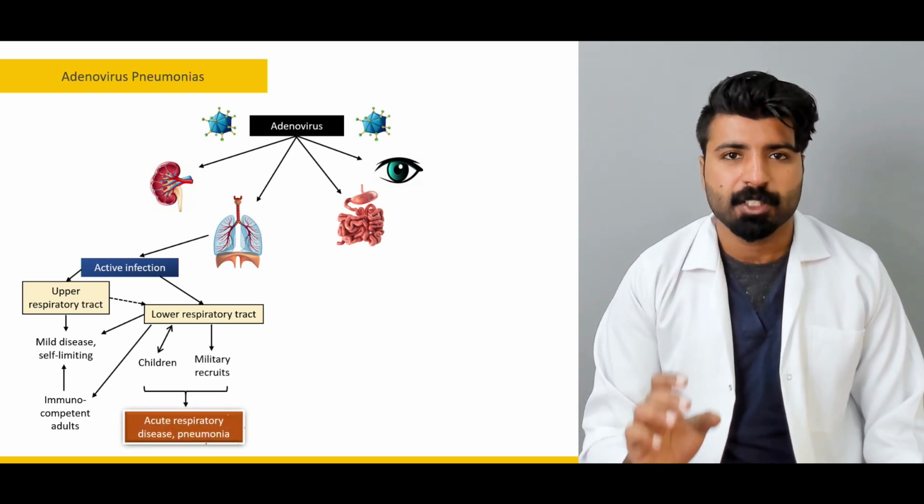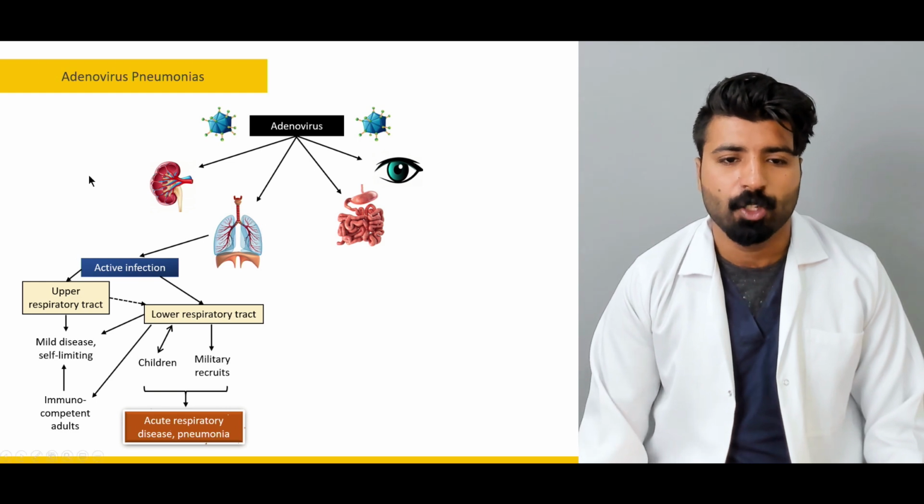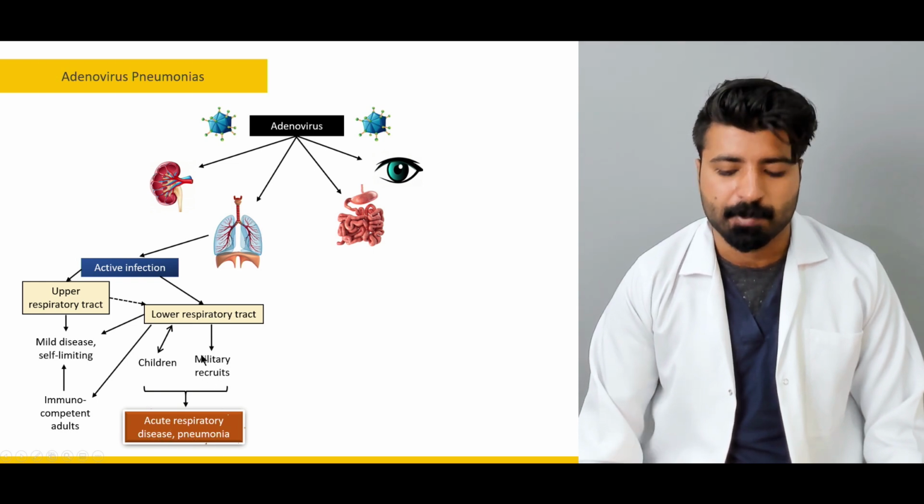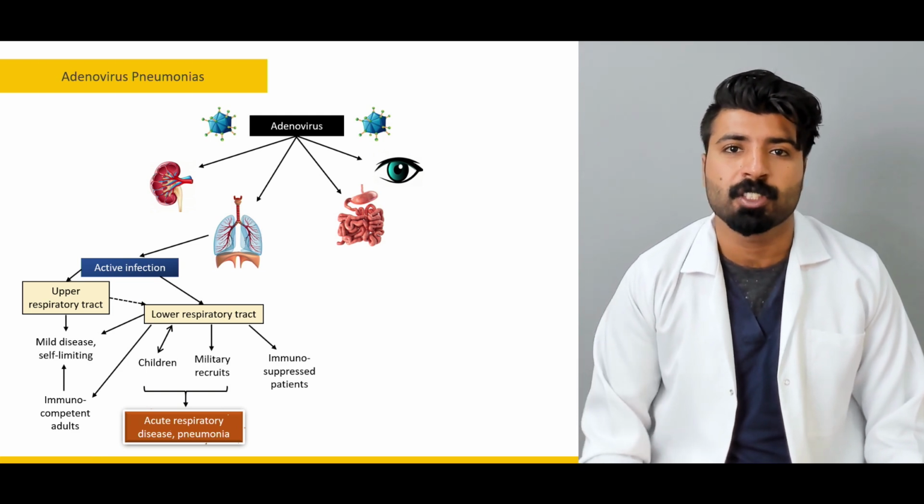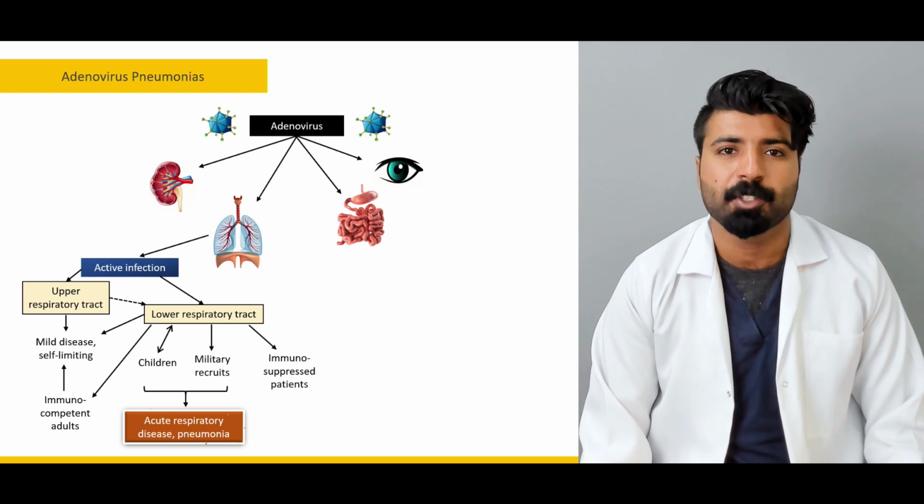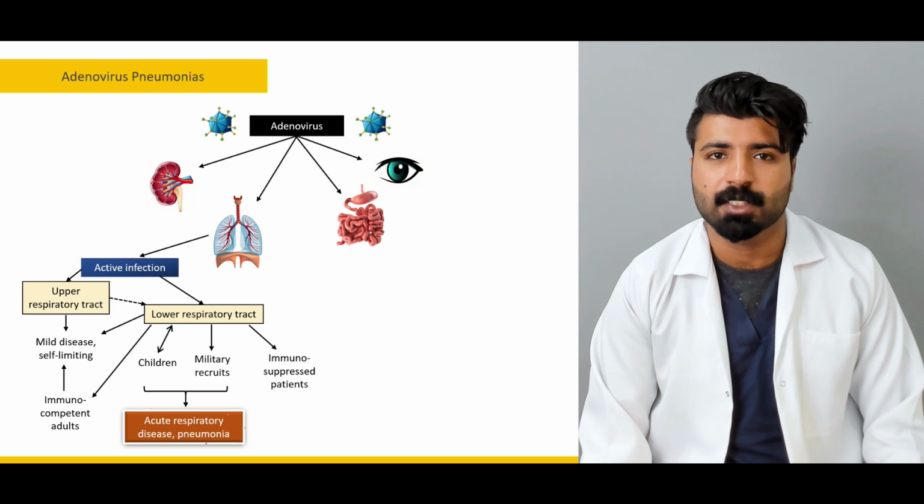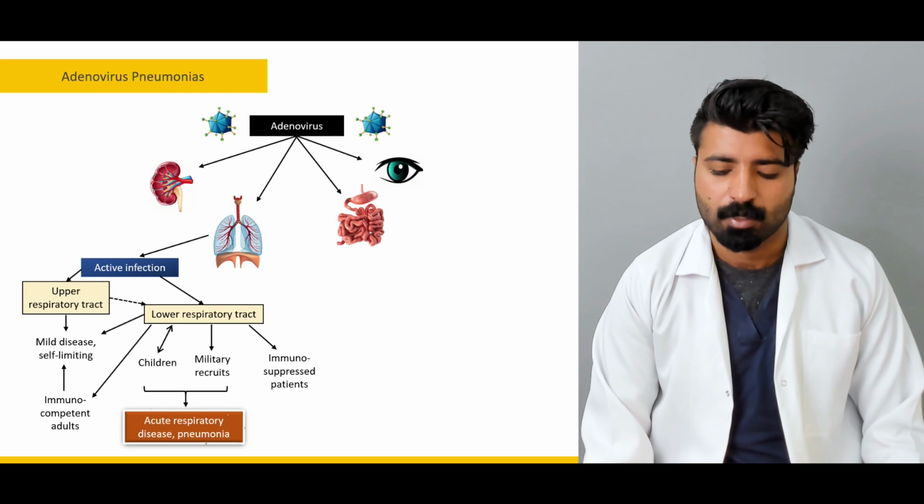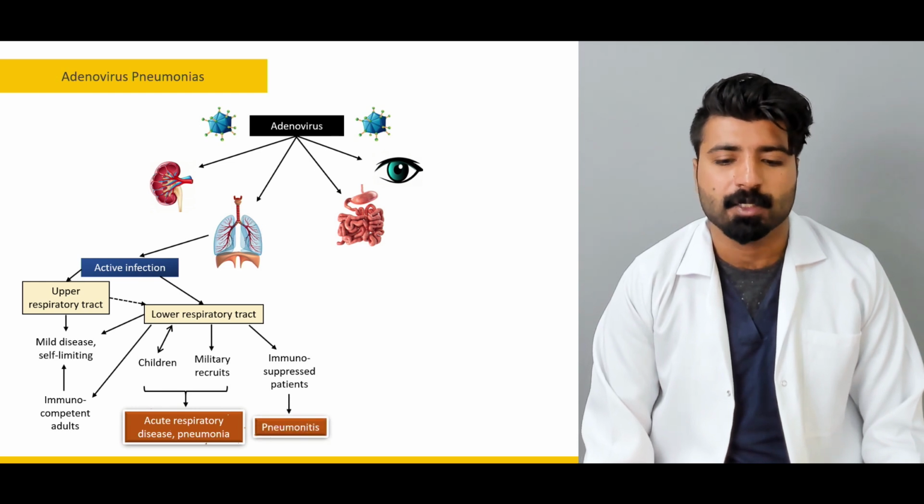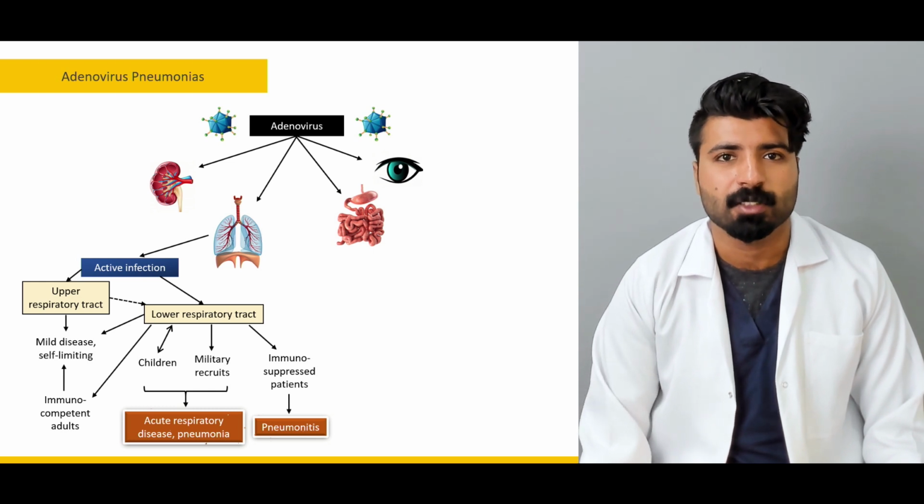So in which patients is adenovirus pneumonia most likely? Children and military recruits. It causes acute respiratory disease and pneumonia in these patients. But if the patient is immunosuppressed, if the immune system is already compromised, if the patient is suffering from AIDS or any other immunosuppressive disease, or has already been through some chronic diseases, what will happen is pneumonitis. It's a chronic form of pneumonia, and it will lead to fibrosis.